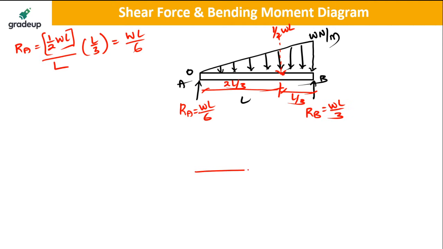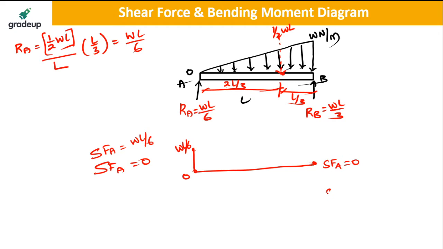Now you see that the shear force at A is equal to 0 and another value of the shear force at A is equal to WL by 6. So it is varying from 0 to WL by 6, which is positive. And at B, the shear force is equal to minus WL by 3, which is acting down and slightly greater than WL by 6. Is it clear now?